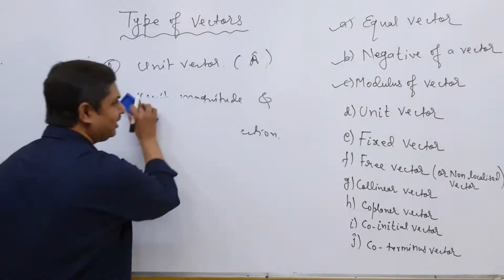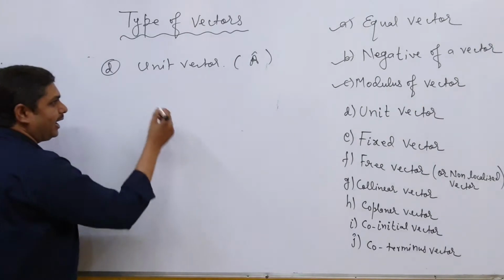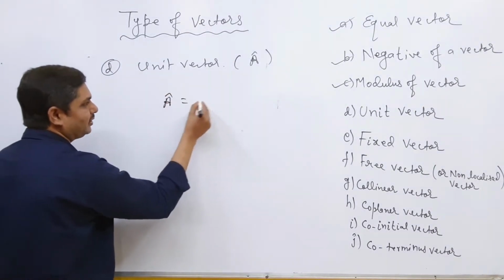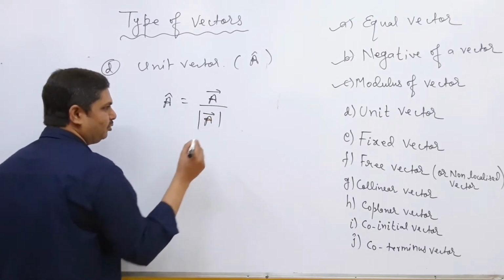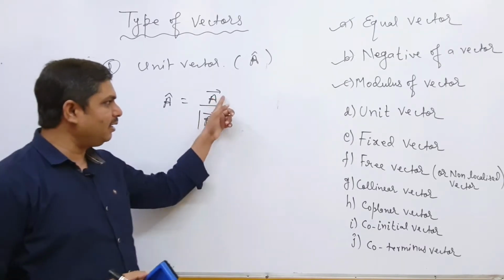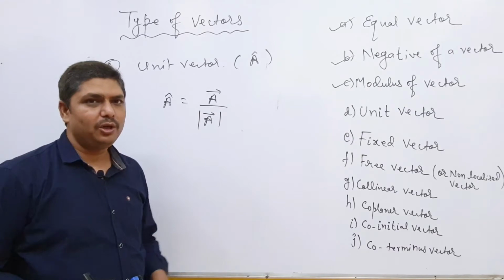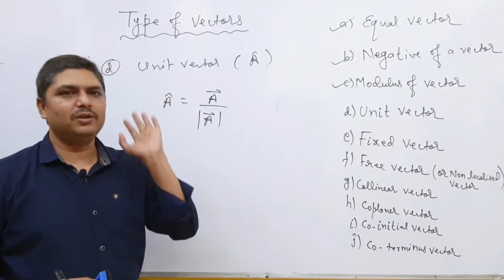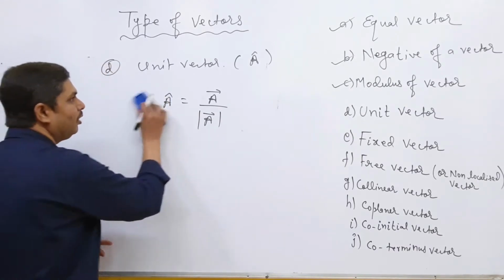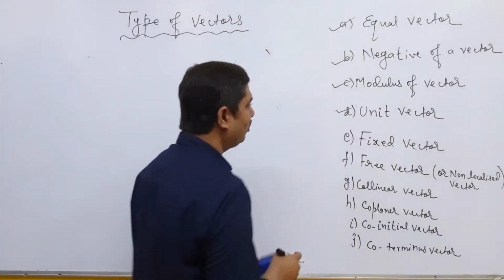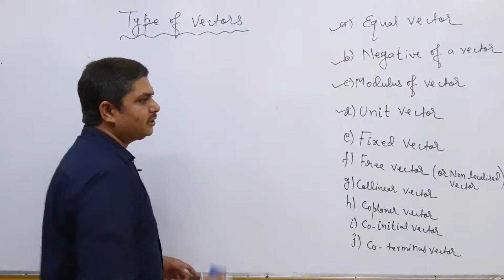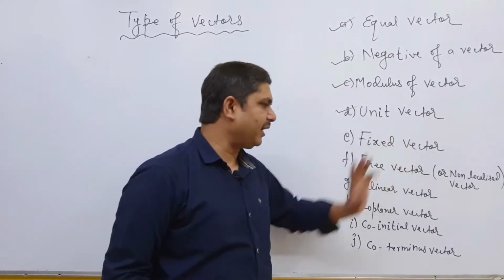The A cap vector is expressed as A vector divided by A magnitude. This means that a vector divided by its own magnitude is said to be a unit vector. Just now you have learned what is unit vector. Now next is fixed vector.